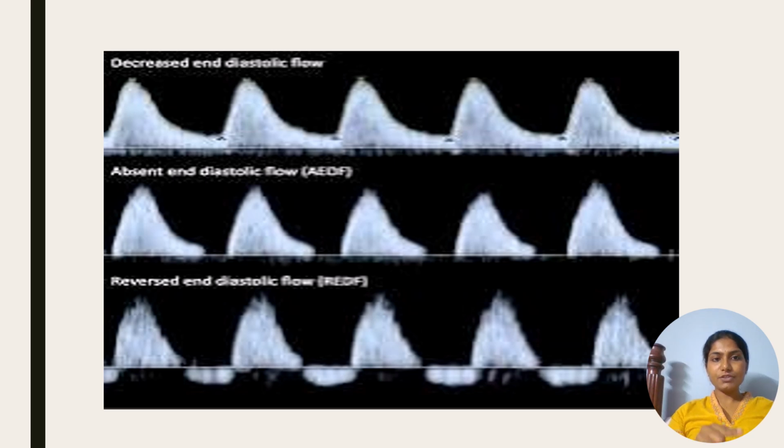This image shows decreased diastolic flow on the first image, absent diastolic flow on the second graph, and the last waveform shows reversal in the flow during diastole. This is called REDF, reversal of end diastolic flow of the umbilical artery.